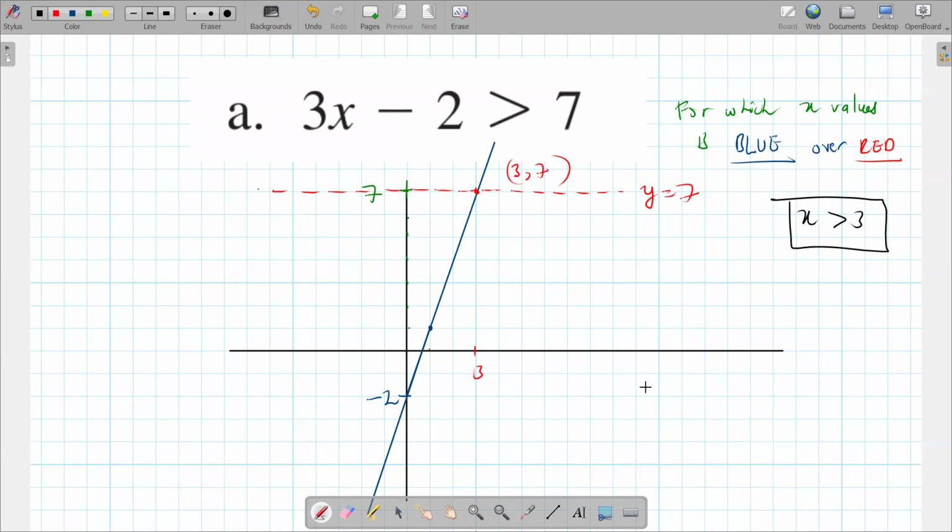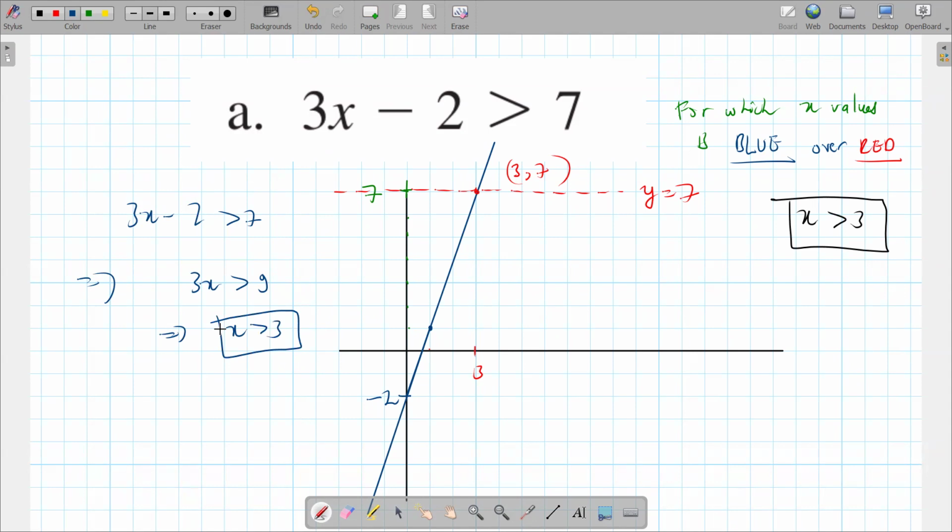Now you don't have to do all this sketching if you don't want to. You can do this algebraically. So let's bring this down. 3x minus 2 is greater than 7. I know it's not an equals sign, but we're going to treat it like an equals sign. Add 2 on both sides. Divide by 3 on both sides. There we go. You can get the answer in 5 seconds.